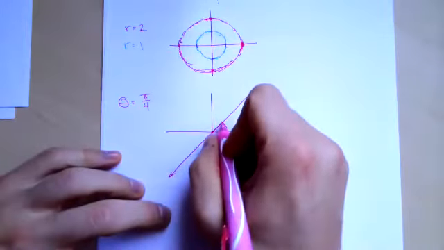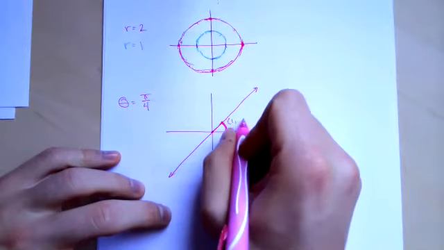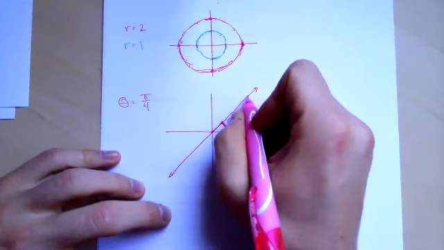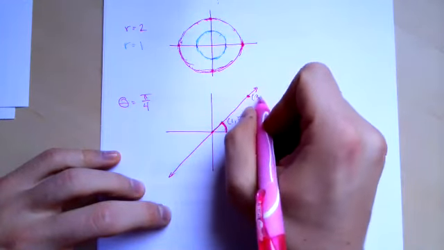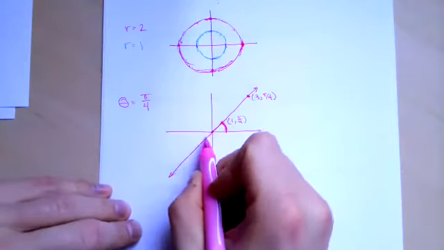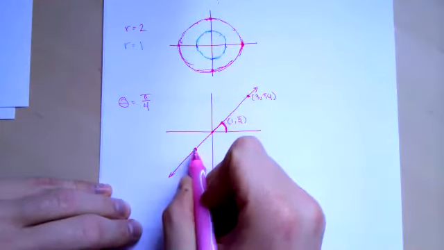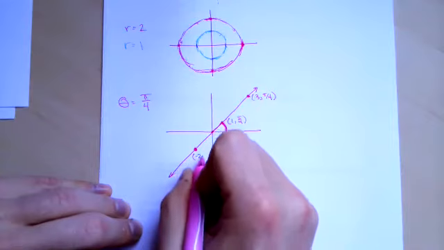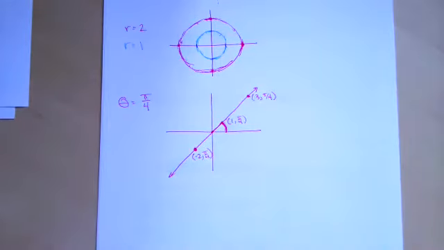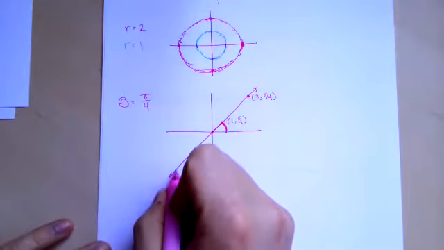So our different points might be radius of 1, pi over 4, radius of 3, pi over 4. If we go negative, radius of negative 2, angle pi over 4, the point would be there. So all of those points are going to be on this line.